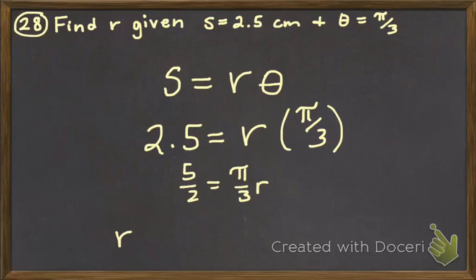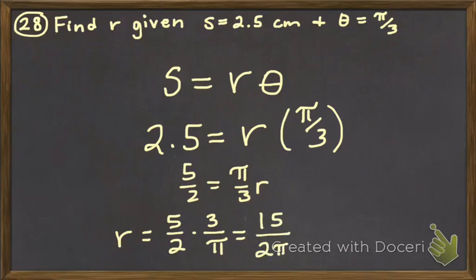So then to get R by itself, we're going to multiply the 5/2 by the reciprocal of pi over 3, which would be 3 over pi. And then there's nothing that cancels here, so we multiply straight across, and we get 15 over 2 pi. And this is our radius, so it will be in centimeters. And that's the answer to that one, and the end of our example video for 4-1.